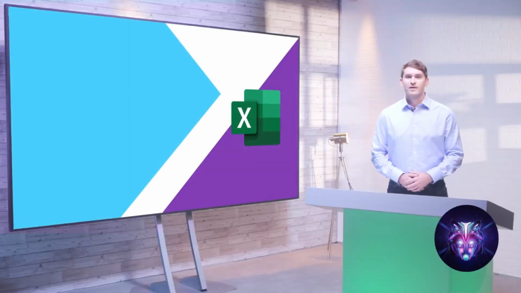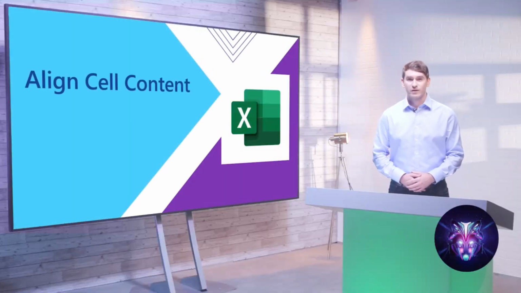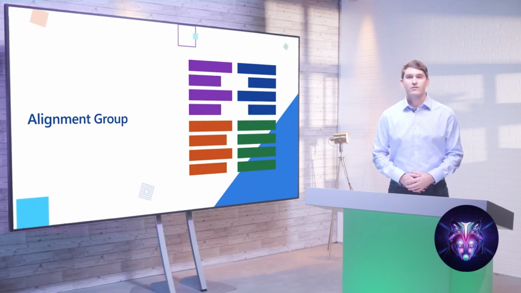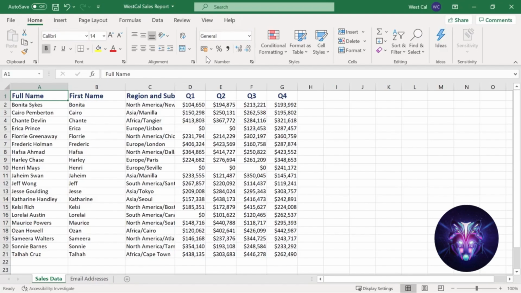Alignment tools are another way to make your worksheet more attractive and readable. Let's have a look at a few key tools, including alignment, text wrapping, and cell merging. To align data within a worksheet, select the cells you want to adjust and then use the command in the alignment group of the Home tab.